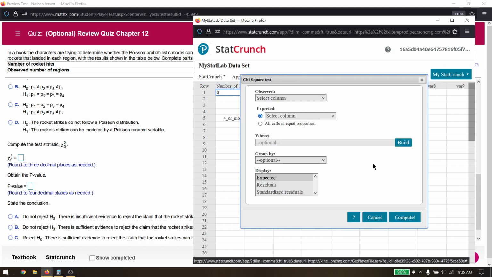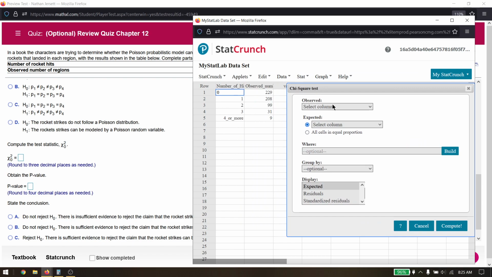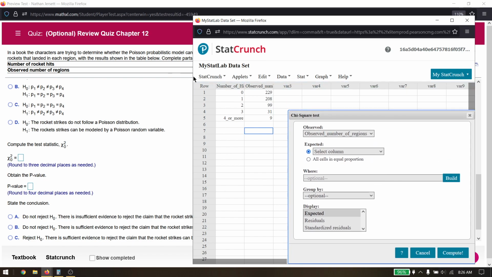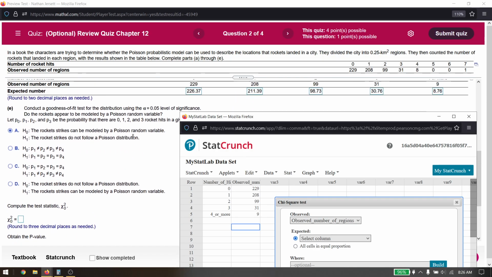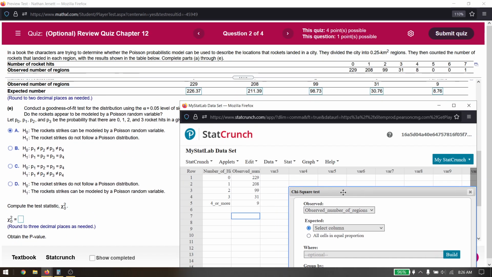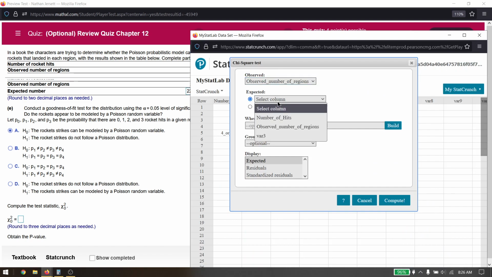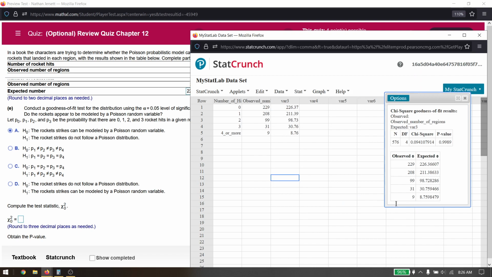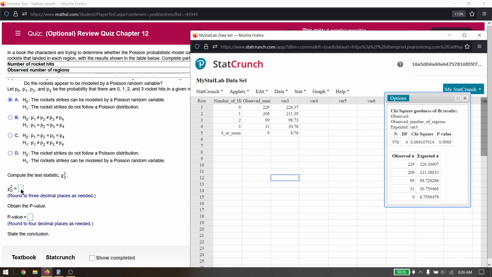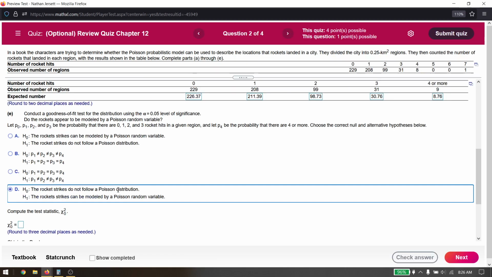Goodness of fit test is what I'm looking for, chi-squared. So the observed are written there. Now I do actually need the expected. Let me get that written in here. 226.37, 211.39, 98.73, 30.76. Okay, so we have the observed here and the expected in var3. Okay, let's compute. 0.094. Whoops.